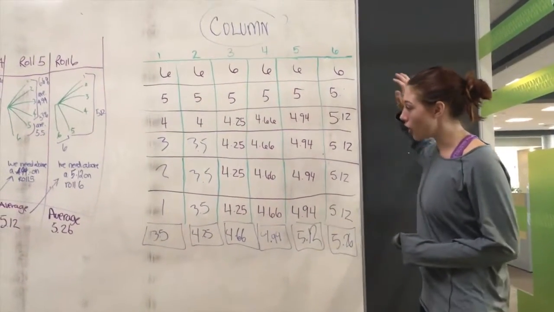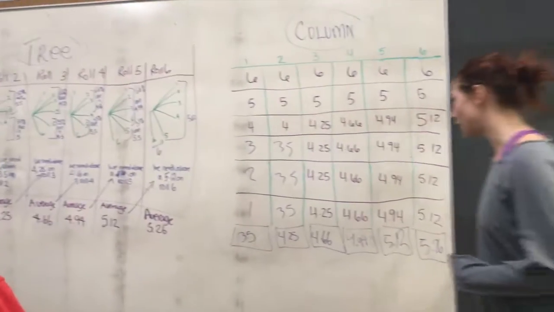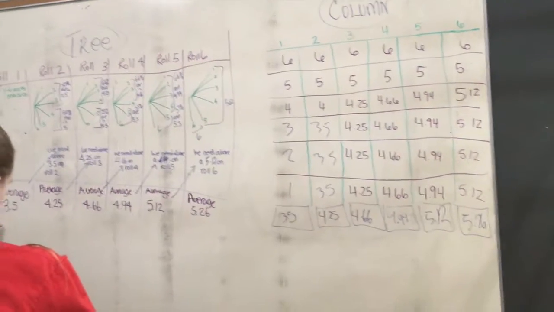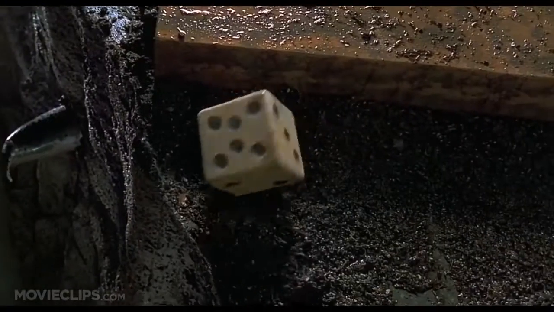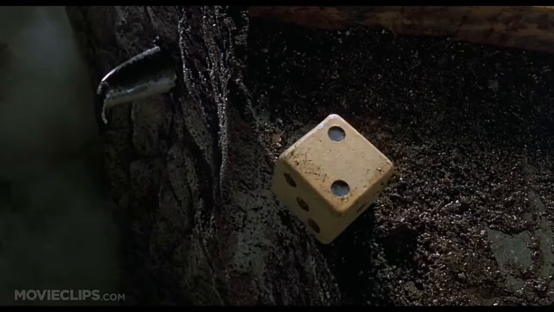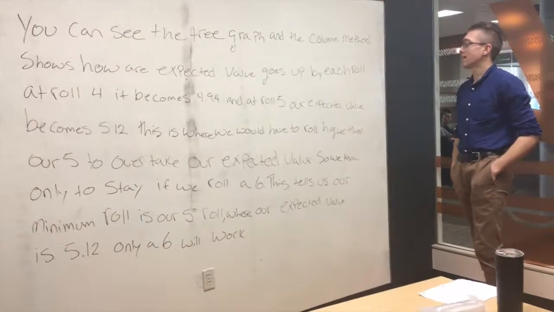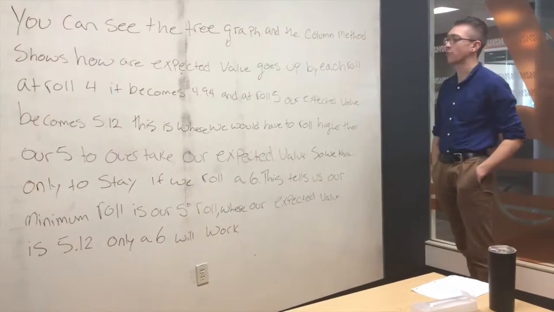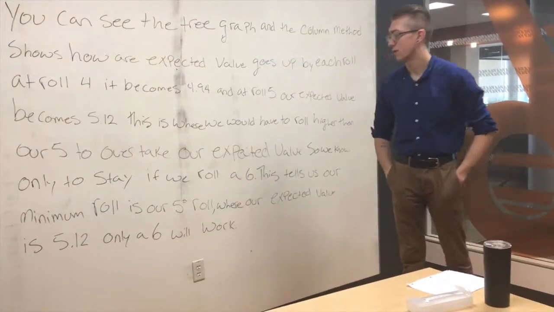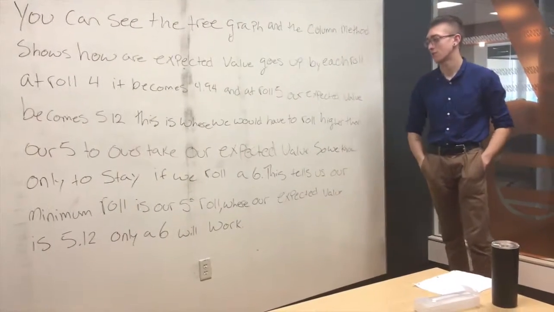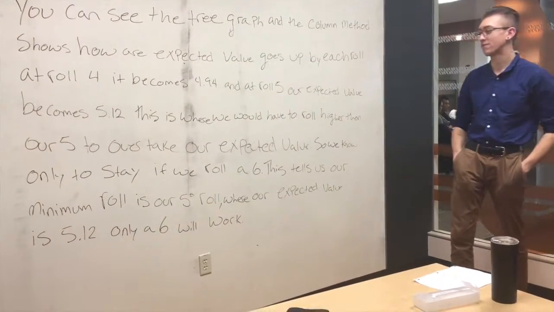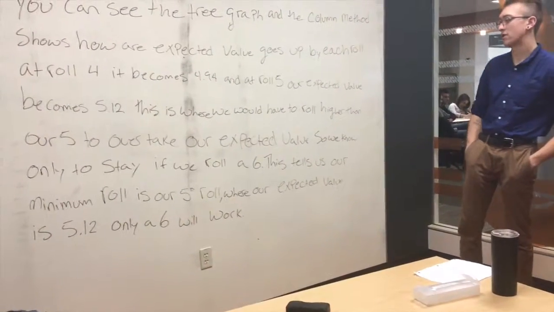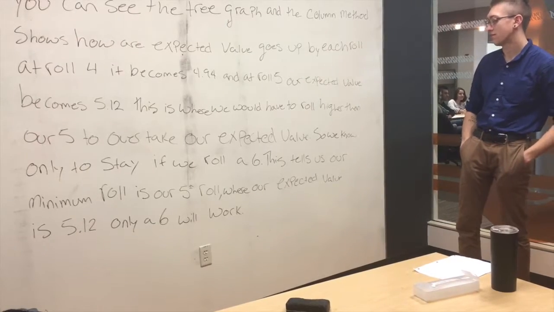If you look at both of our methods, you'll see that our averages match down here. The only difference is the setup. As you can see, the tree graph and the column method show us how our expected values go up by each roll. At roll 4, it becomes 4.94, and at roll 5, our expected value becomes 5.12. This is where we would have to roll higher than our 5 to overtake our expected value.